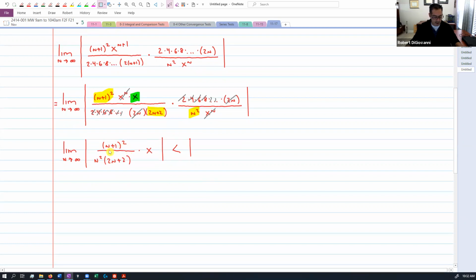I've got to figure out what's happening to this. So here's what I'm going to do. I'm going to go ahead and expand things out. I'm going to do the top. If I square the top, I get n squared plus 2n plus 1. And then on the bottom, I'm going to distribute this through. So I get 2n cubed plus 2n squared. And then times x, and I need that to be less than 1.